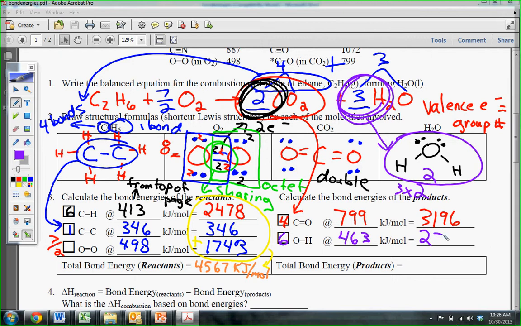2,778. All right, perfect. Total bond energy of the products is 5,974 kilojoules per mole.